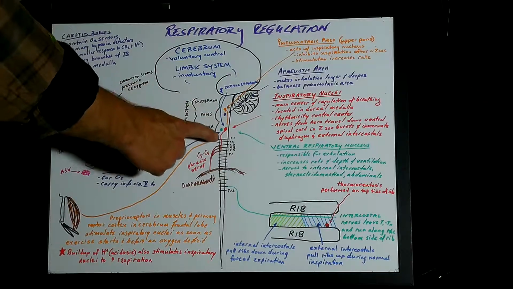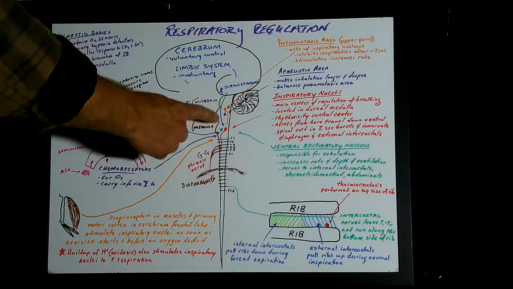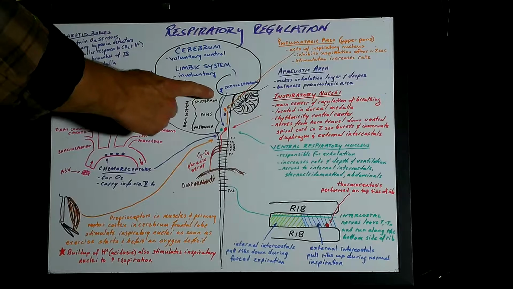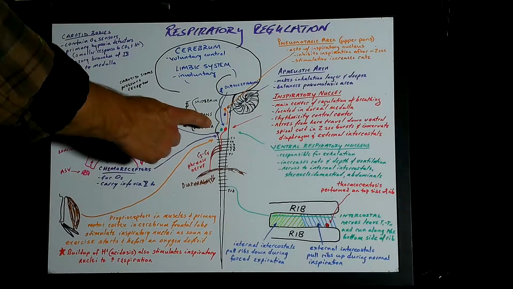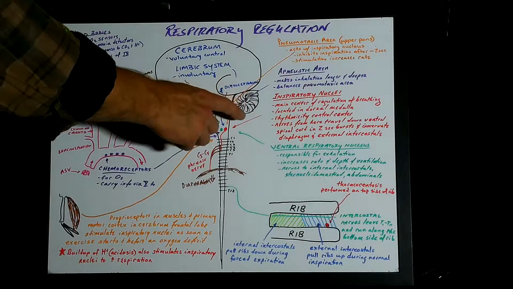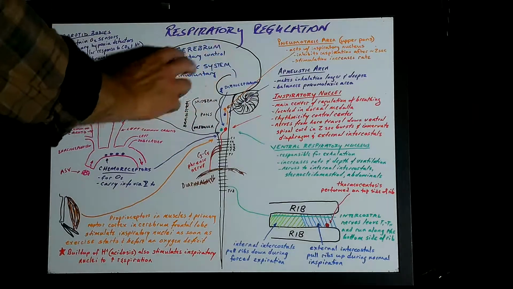Okay, primary respiratory regulation is going to be done here in the brain stem. Remember, we've got the midbrain, pons, and medulla all making a part of the brain stem. And then just so you can see where everything else is, here's the cerebellum and here's the cerebrum up at the top.